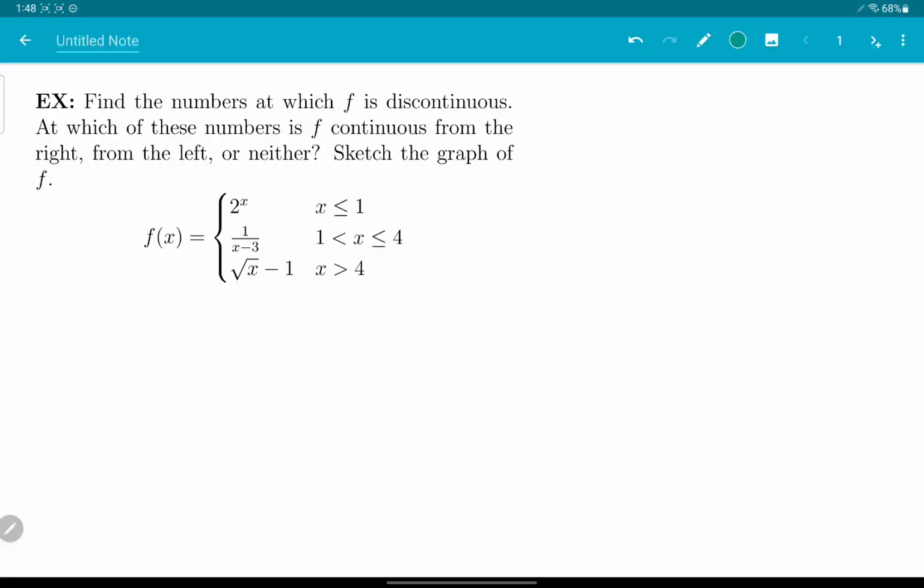Okay, a piecewise function. And we're going to investigate the continuity or discontinuity of this function in 3 steps. First of all, I will notice that my function breaks at x equals 1, and then it breaks again at x equals 4. Well, I mean the definition changes. I'll write that down.